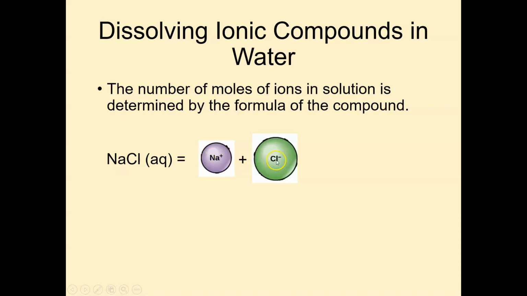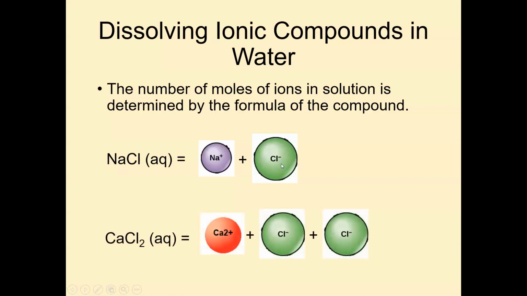We know there's one of each because in the formula for sodium chloride, the subscripts are each one. There's one sodium, one chloride, therefore I get 1 mole of sodium and 1 mole of chloride. If I have something that has subscripts other than one, then I don't get 1 mole of each. A mole of calcium chloride, because the formula here is CaCl2, gives me 1 mole of calcium ions, because the subscript there is 1, but 2 moles of chloride ions, because the subscript there is 2.